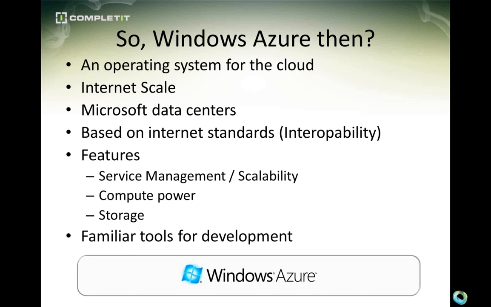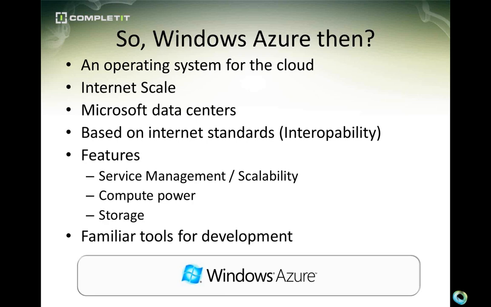It's internet scale. The resources behind Windows Azure are enormous. There are many data centers around the world already, with each data center having a lot of servers. Plus, there is a network of CDNs, content delivery networks, that make your applications or your files even faster by placing them close to the user. It's all based on internet standards, and we'll see that later on.